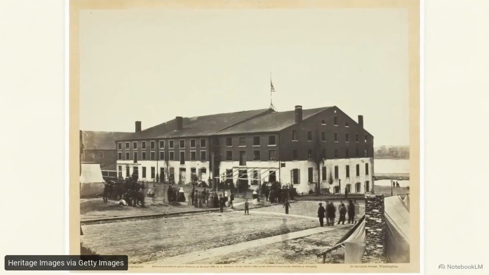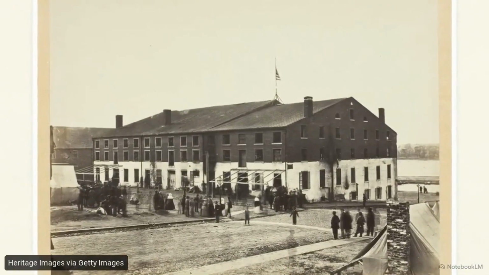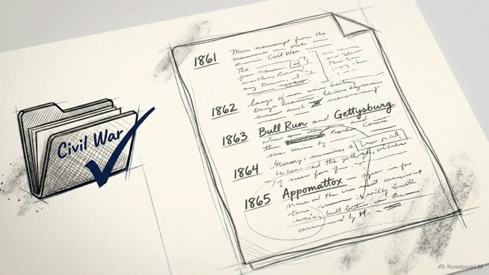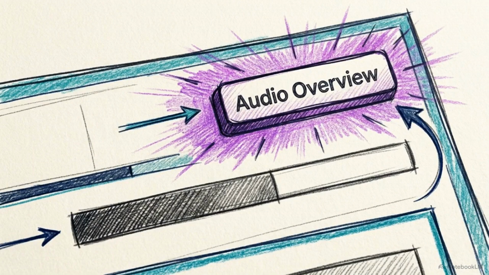Take a look at this historical photograph of a multi-story brick building and outdoor encampment. If you are specifically researching the Civil War, locking onto your history category ensures the AI analyzes only relevant era documents like this to generate highly targeted studio artifacts.